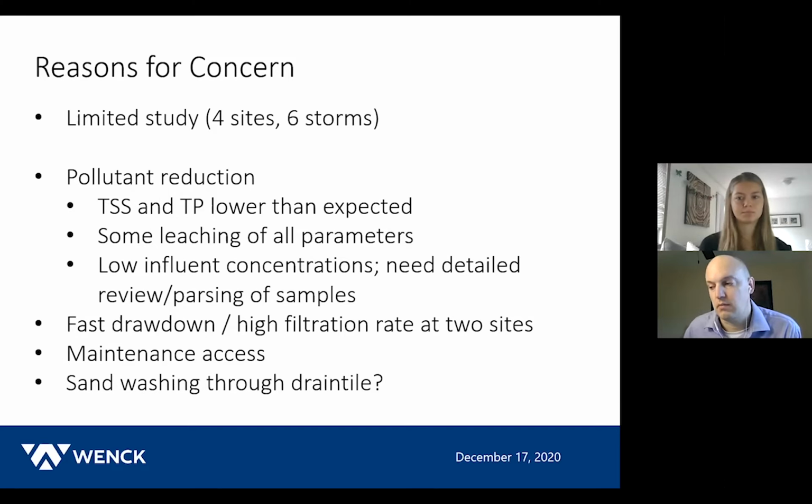Maintenance access, in terms of reasons for concern: at most of the sites we had very good access for vac trucks, for visual observation, even for human entrance, for ease of maintenance. One site, however, I think would be very difficult to understand exactly what needs to occur for maintenance, and then to confirm that, if maintenance is necessary, it was actually conducted correctly. Was there actually enough material removed that the system can be restored?